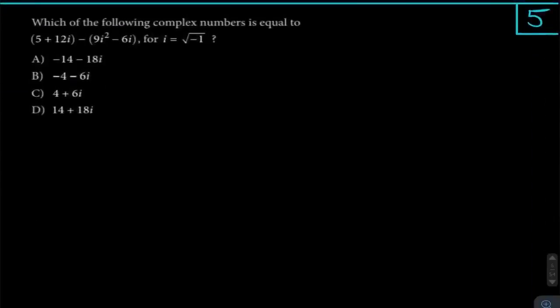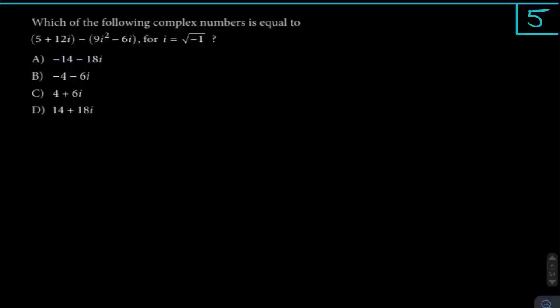Moving on to problem 5 here. Which of the following complex numbers is equal to 5 plus 12i minus 9i squared minus 6i? All right, so this is going to be a little bit of combining like terms. When we see an i, don't freak out, you're just combining like terms. But if you see an i squared, you've got to know what that actually is. It's not like an x squared where you can just leave it as is. i squared is -1. We'll talk about why.